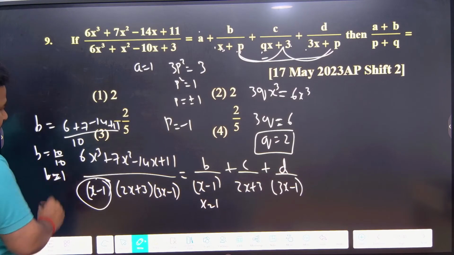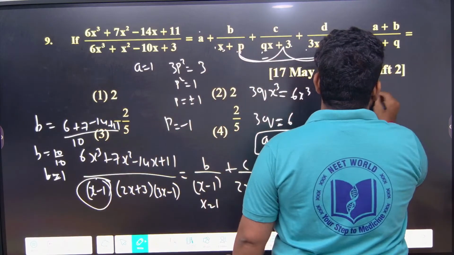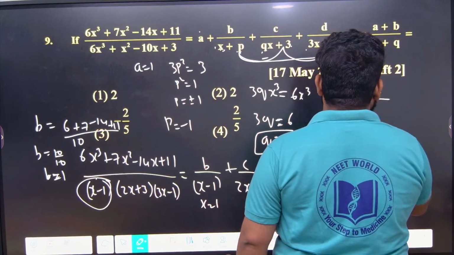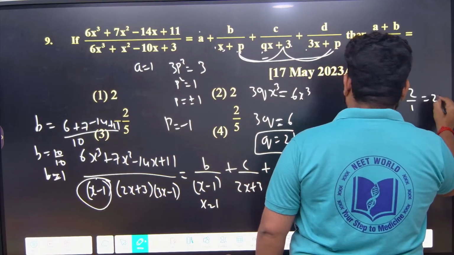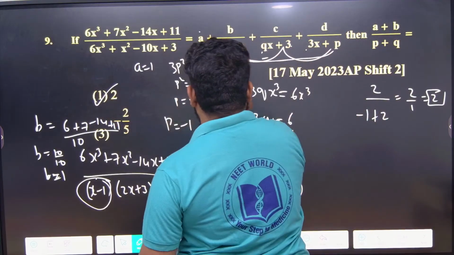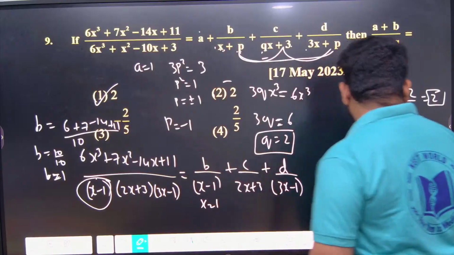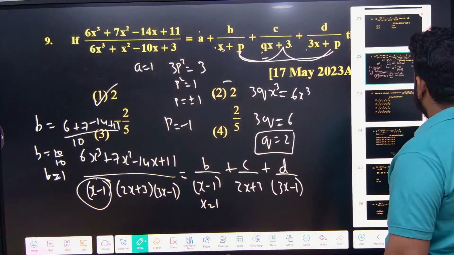So we have to find out the value of a plus b. a is 1, plus 1, that is 2. a plus b is, p is minus 1, q is 2, so the answer is 2. The option is the second one. Both the options are the same. This should be 2, I think this should be minus 2. Okay, this is how we can solve this question. Clear? Next question.